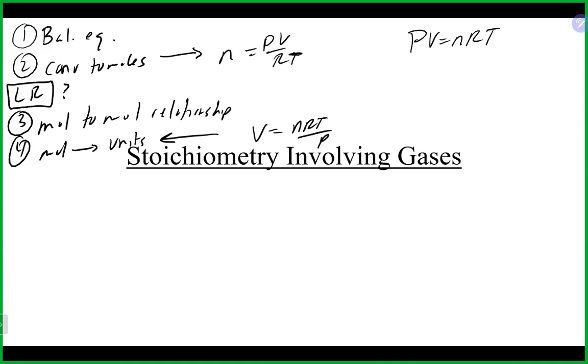And again, everything else is pretty much the same. You work it like a normal stoichiometry problem. It's just somewhere along the way. Usually you should use the ideal gas law, maybe in multiple places, but at least one place in that calculation. Any questions on that there?